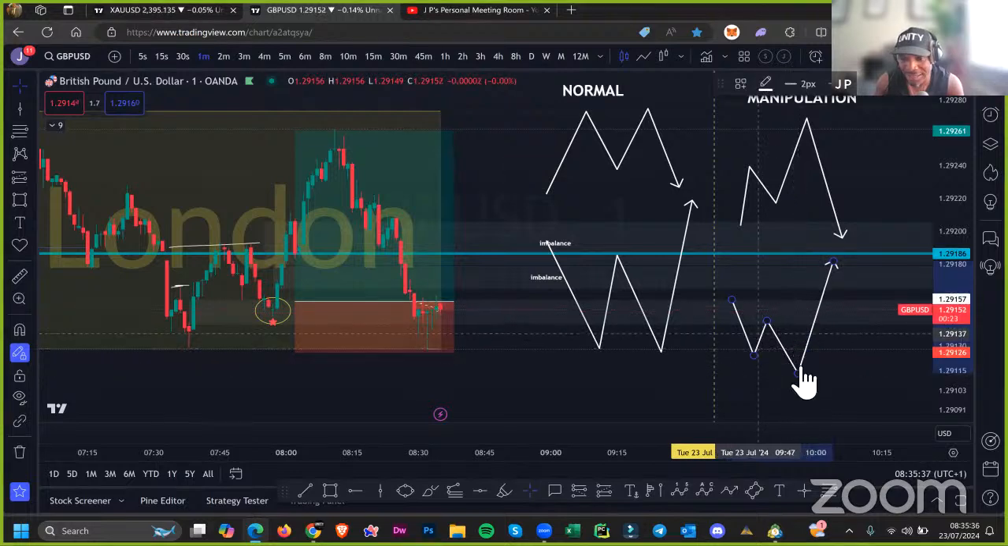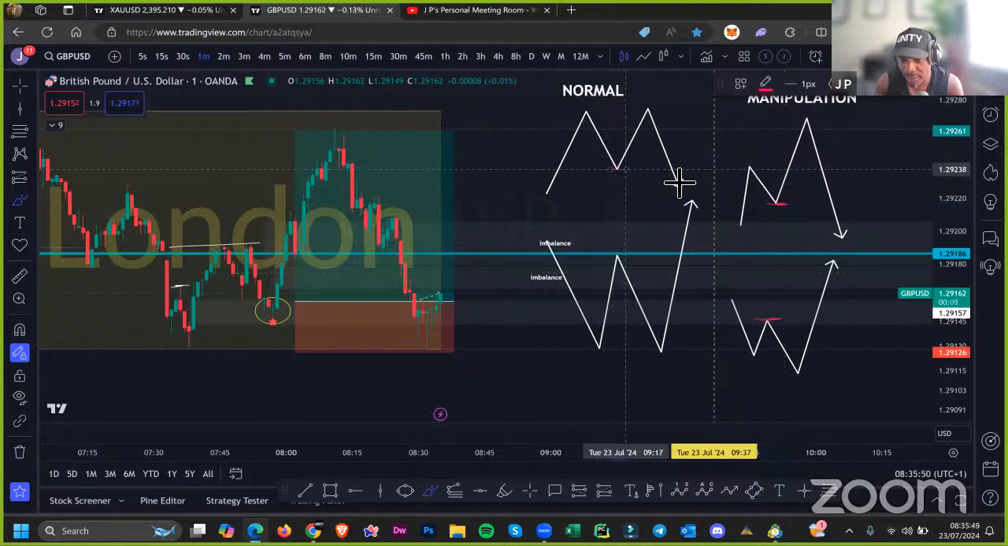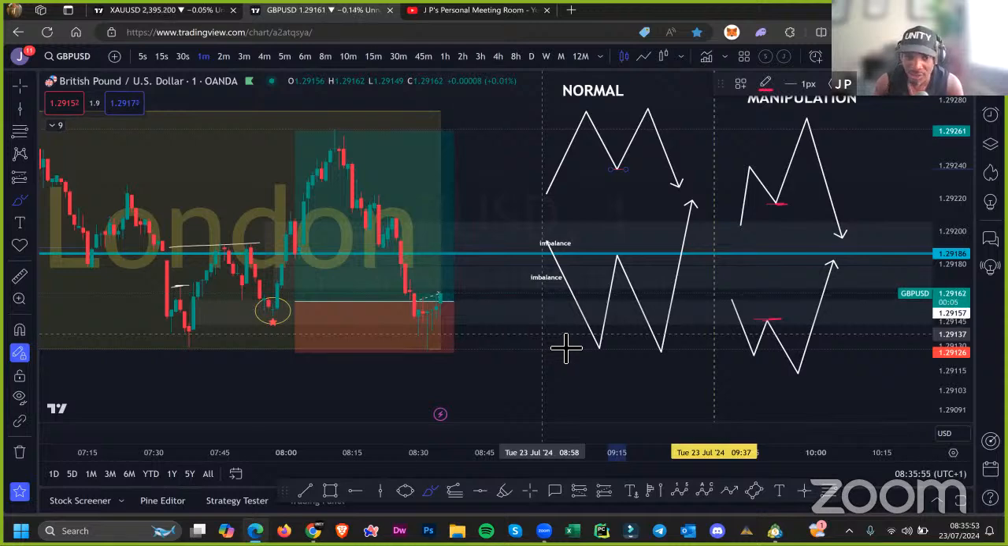And ultimately, this is an indication because it broke this structure. This is an indication because it broke the structure. This is also an indication, yes, it breaking here, but not the one that's most compelling for high probability trades. Have a look at this now.